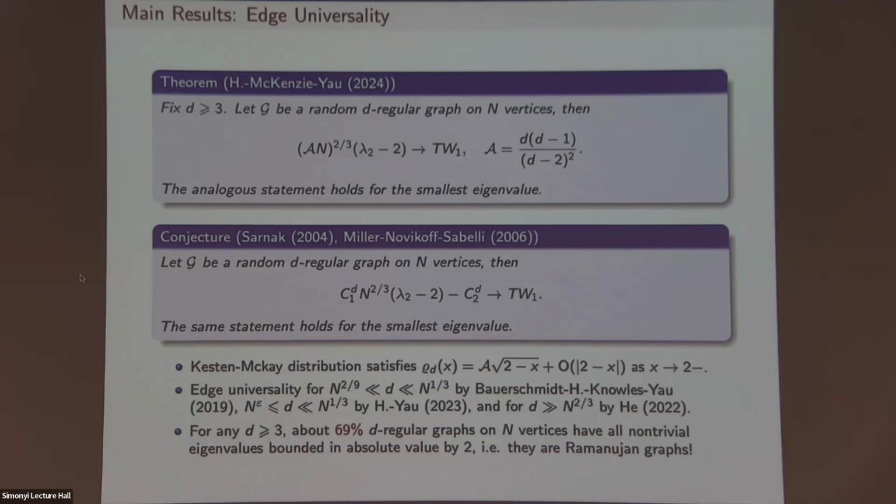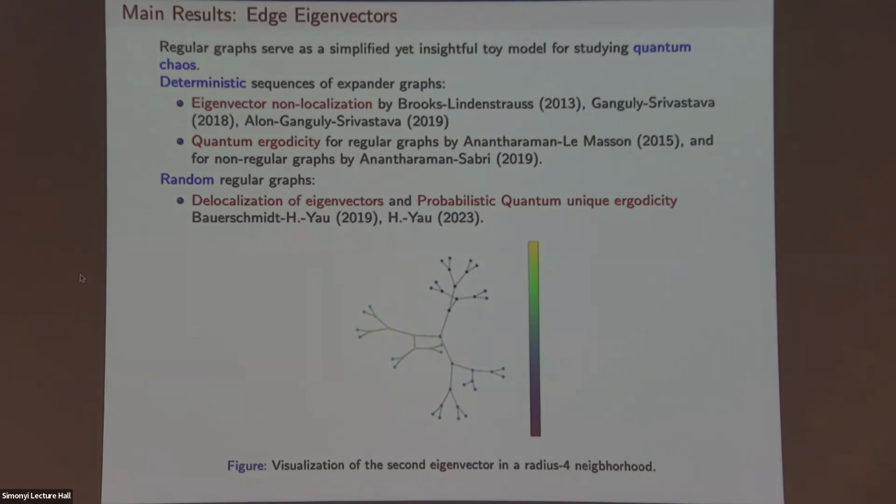So this is about the results for the eigenvalues. Eigenvectors are also of great interest. So here I will just quickly comment on some results for the eigenvectors. The eigenvectors are interesting because regular graphs are simplified, yet very insightful models for quantum chaos. So one can study a sequence of deterministic regular graphs. As long as this sequence are expanders, and under very mild assumptions on injectivity radius, one can show eigenvector non-localization, first studied by Brooks and Lindenstrauss. They prove that for essential eigenvectors, they do not localize on a very small set.